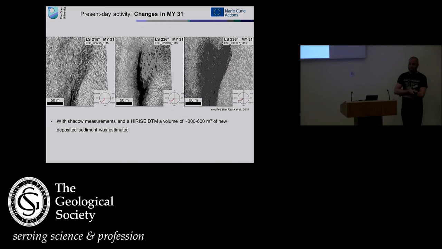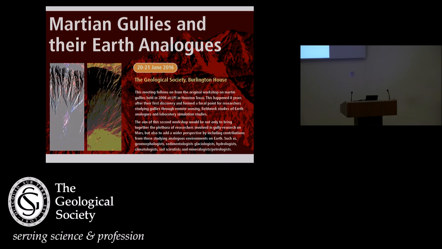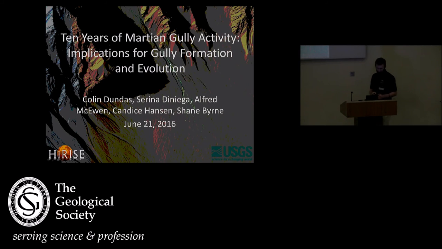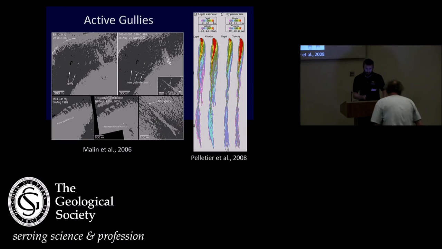Okay, I think we should move to our last speaker of this morning's session. We'll have to run a little bit into our lunchtime break. So I'd like to ask Colin Dundas to come forward and give his presentation on monitoring Martian gullies, implications for formation and evolution. Okay. All right, I adjusted the title a little bit. Same content.